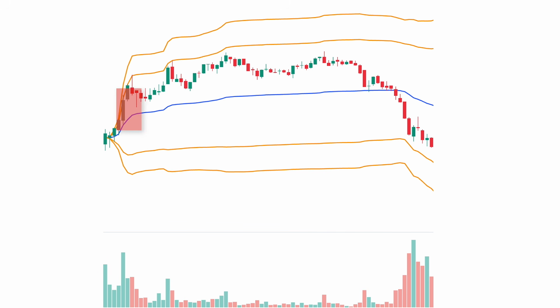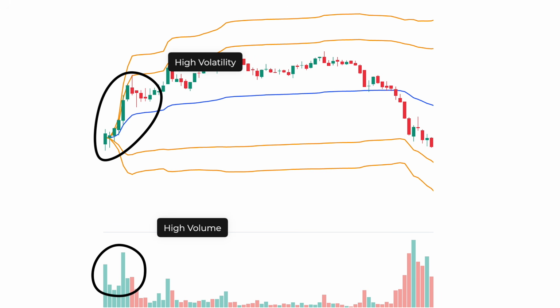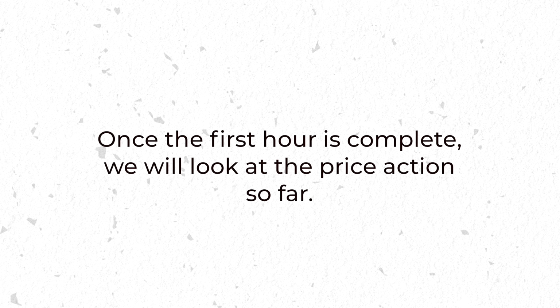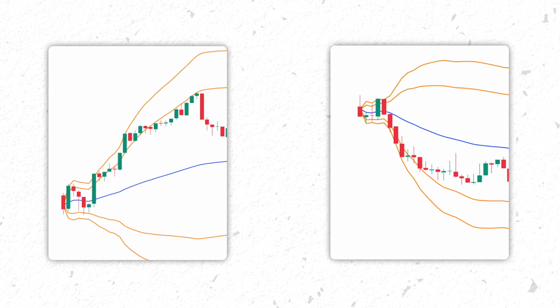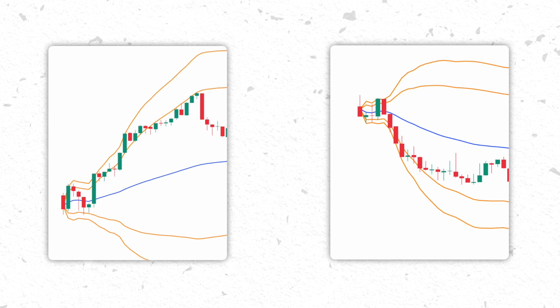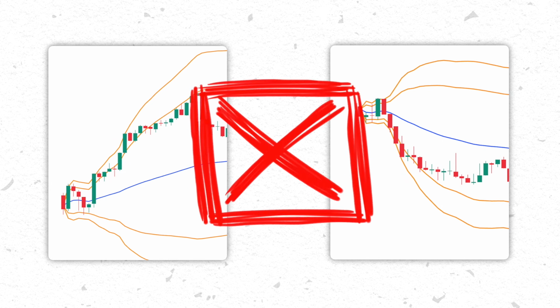First of all, we will avoid trading the first hour of the day. During the first hour, the volume and volatility are extremely high. Therefore, we need to wait for the price to settle down. Once the first hour is complete, we will look at the price action so far. If the price is hugging either the upper or the lower band, then the trend can be powerful, and it will be best to avoid trading during such times.